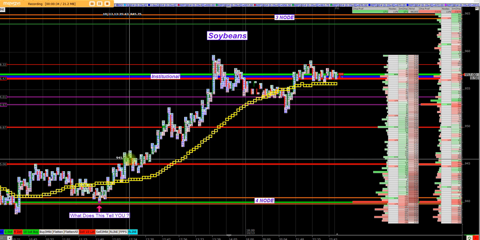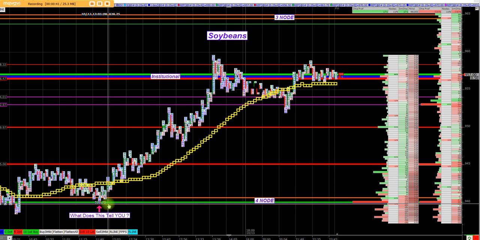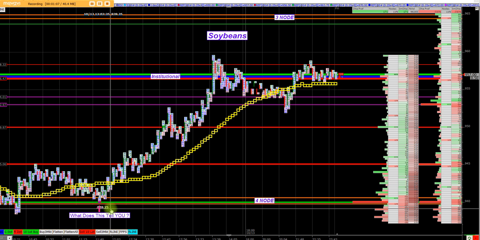So, I made a video on the beans specifically. So when I said, what does this mean? We had this green line here, which is where a bunch of longs were put on. Okay? Now we came down to that level, and we got a red box. We had a ton of selling there where all those longs were put on, and they could not push it lower. So what does this tell you?